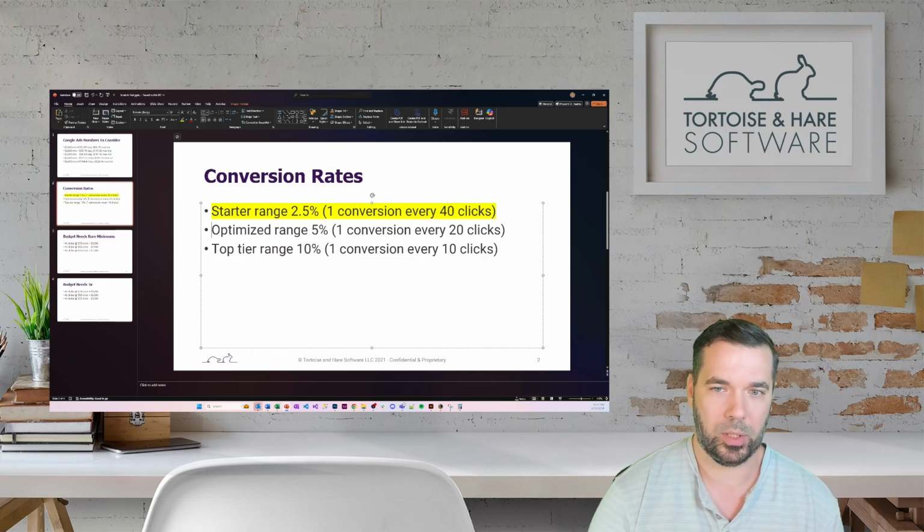A top tier, which has a lot of things going right outside of the control of the ad account, would be more like a 10%. But a 2.5% conversion rate is a good thing to kind of base your estimates for your campaign off of.